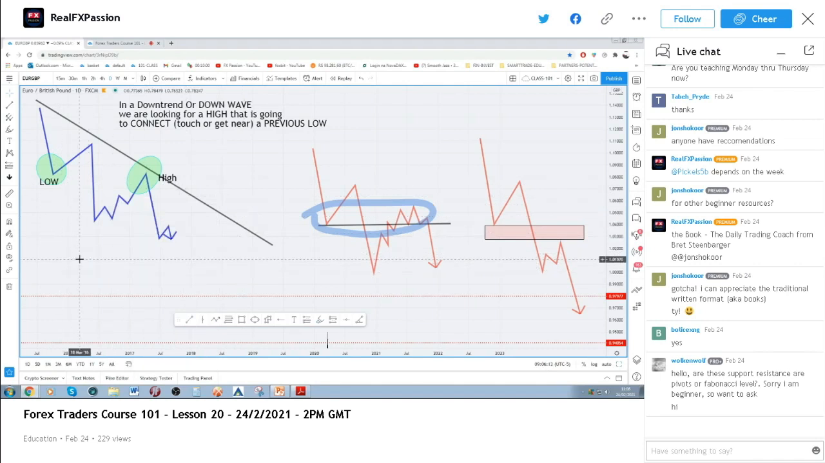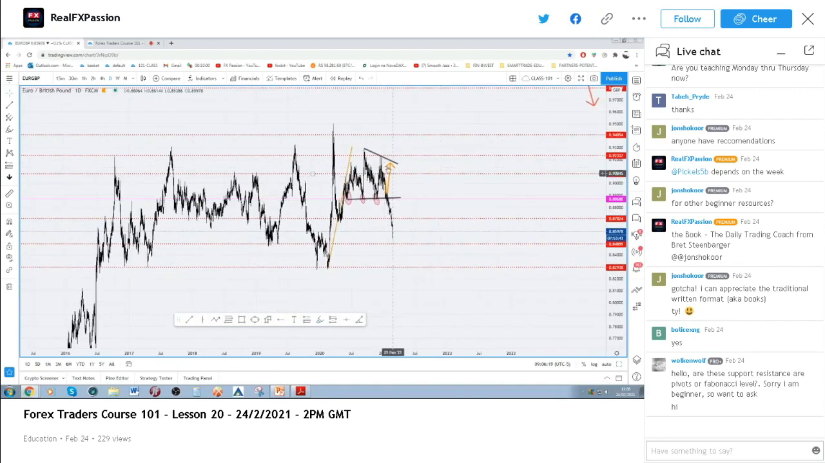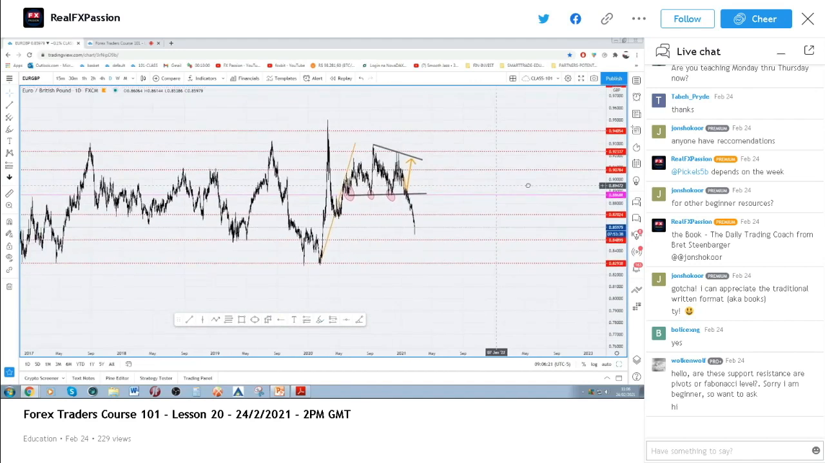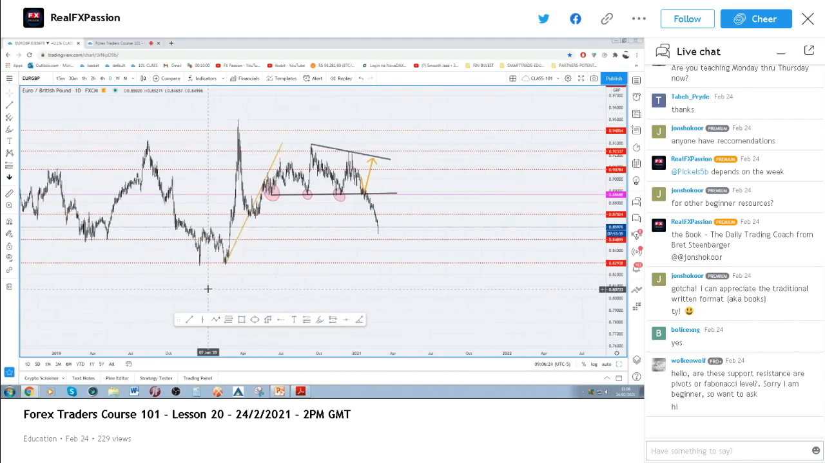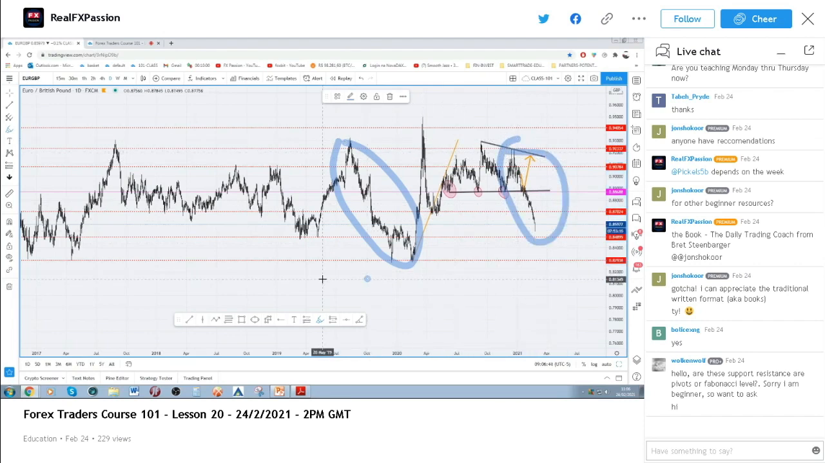Okay, so EUR/GBP, everybody. Talking about EUR/GBP, let's take a look at this downtrend here. Makes sense, everybody? Or we can also look at this downtrend here. It's just an example, everybody. You need to understand the thinking process.